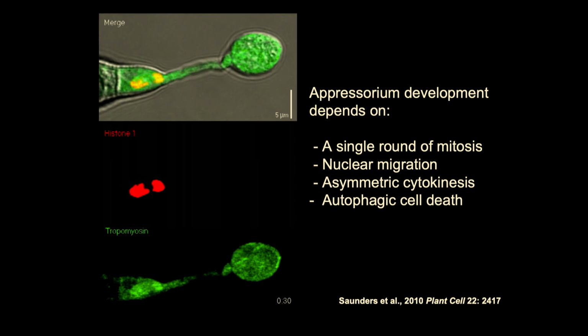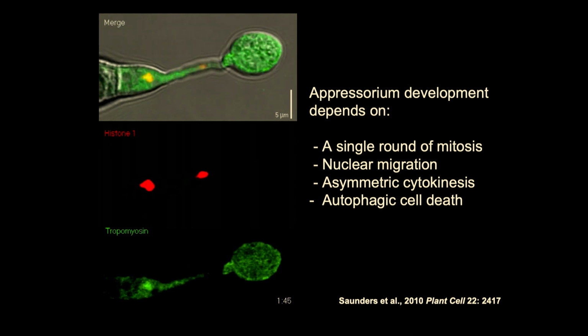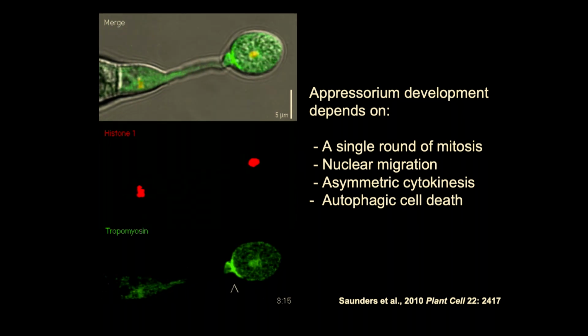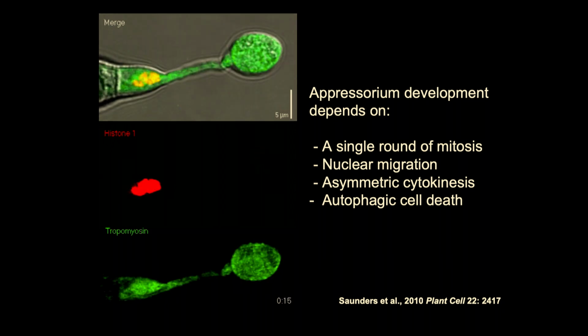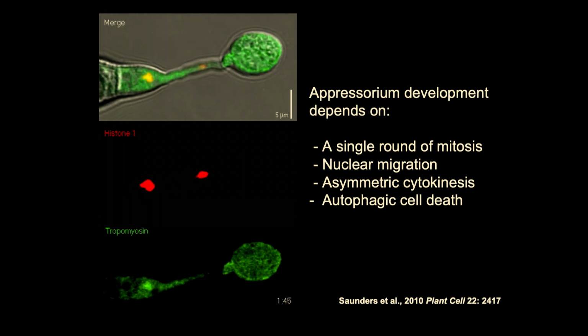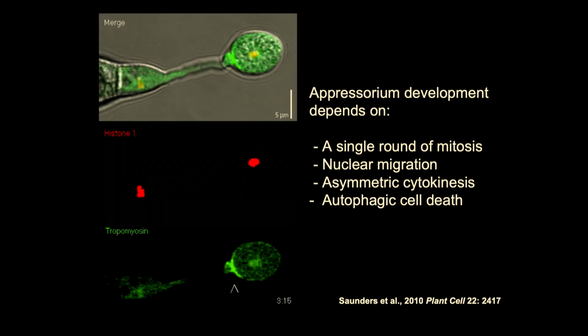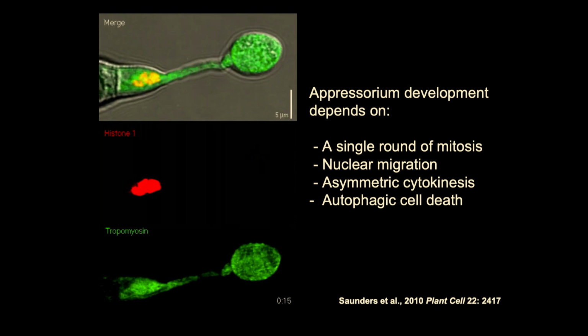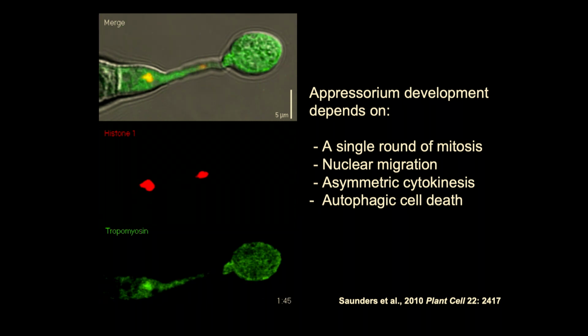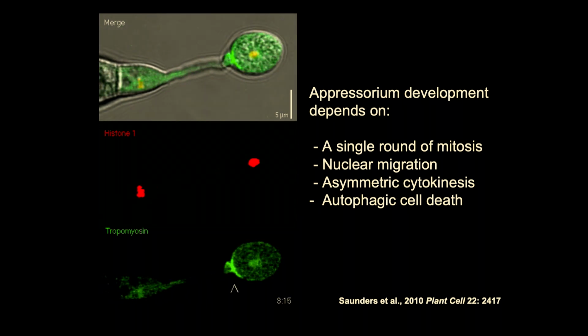And you can see that in this movie, how after the nuclear division has occurred, there's the nucleus moving into the appressorium, and immediately it triggers this cytokinetic event. So this is an actomyosin contractile ring forming, which occurs directly on transit of that nucleus into the incipient appressorium. So you can see that this whole process is tightly coupled to cell cycle progression. And if you block those cell cycle progression points, then the appressorium doesn't form properly.